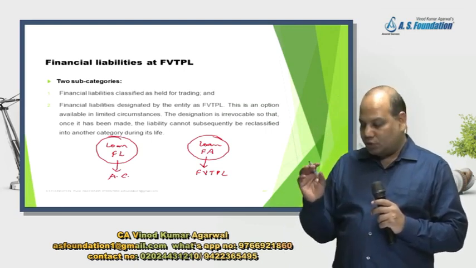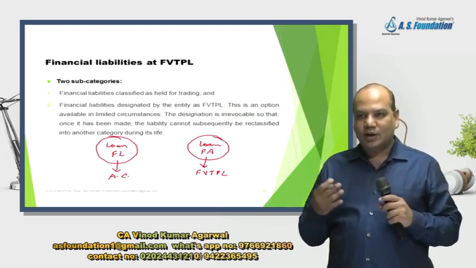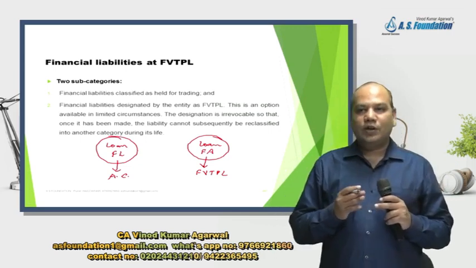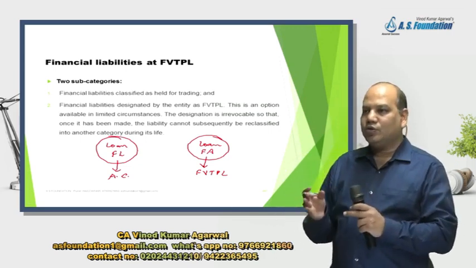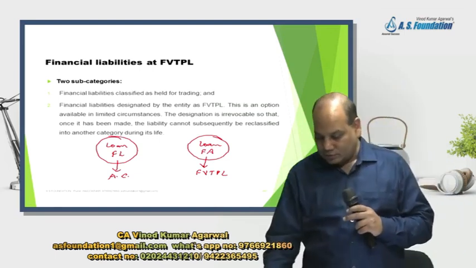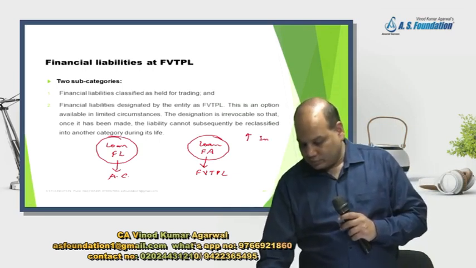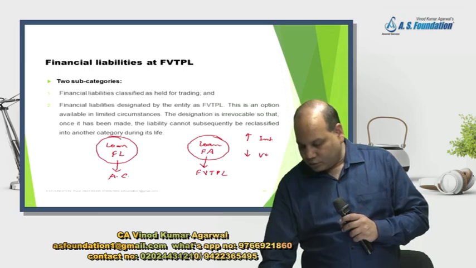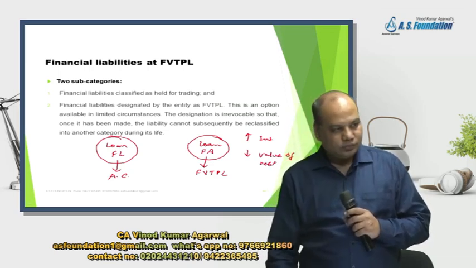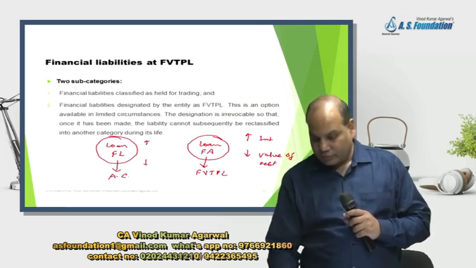Now, why does the value of this loan normally change? Due to a change in the market interest rate. If the market interest rate changes, the value of a fixed rate debt instrument changes in the opposite direction. For example, if the interest rate goes up, the value of your debt instrument will fall. Is it right? So the same thing here also.